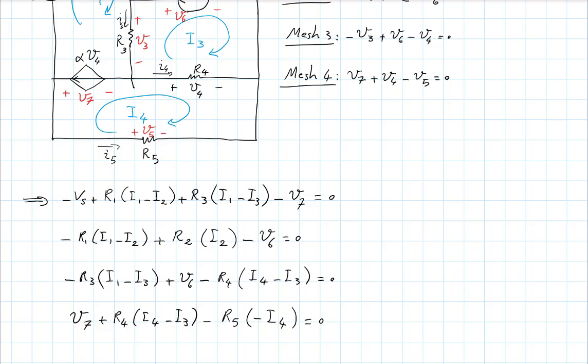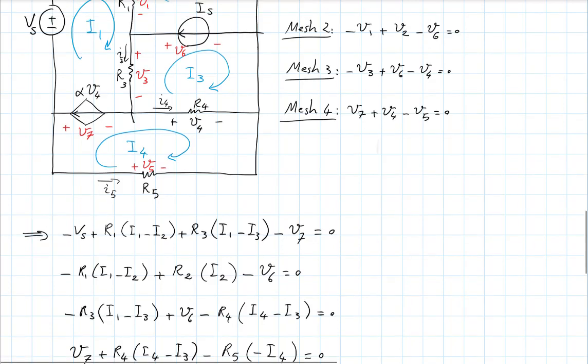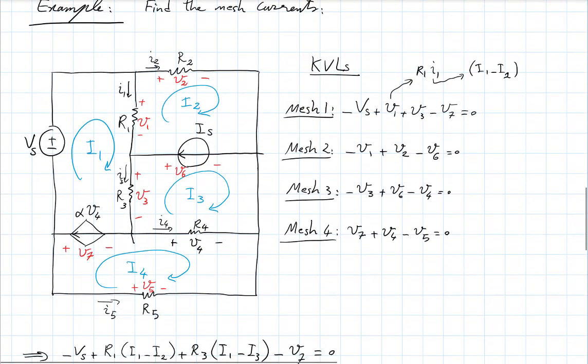So these are my KVLs written in terms of mesh currents. Now, you could have done this directly without the intermediate step of defining those little currents and repeating what I did every time. And that's fine once you have enough practice and experience. For the first few problems, please make sure to do these intermediate steps of talking about element currents and relating them to mesh currents explicitly, and then replacing.